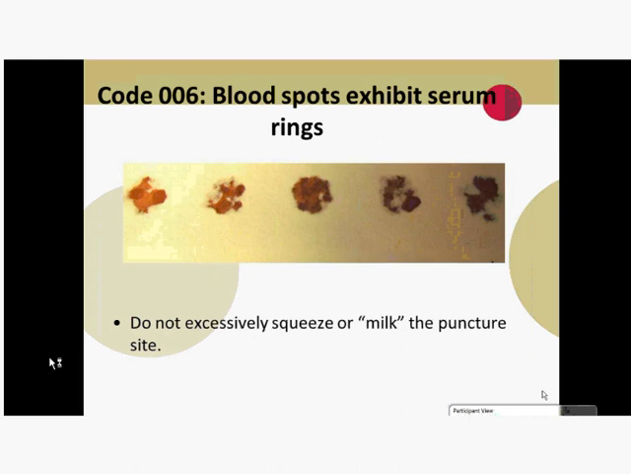Code 006, these blood spots exhibit serum rings, which are usually caused by excessive milking or squeezing of the puncture site. This might cause hemolysis of the specimen or result in the dilution of the blood sample with tissue fluids and adversely affect sample results. Please try to avoid excessive squeezing of the baby's heel during the sample collection.